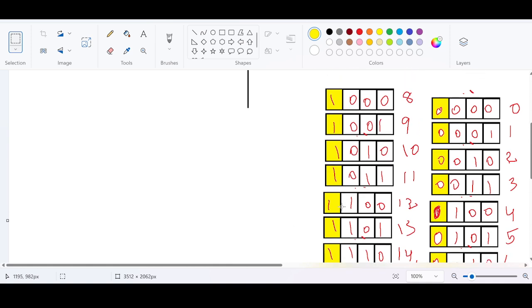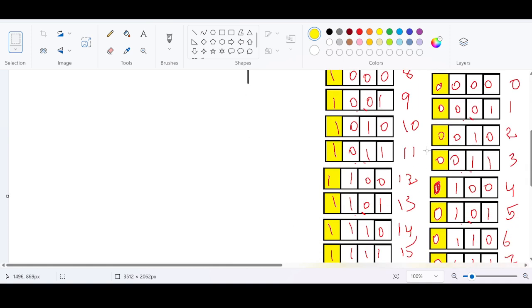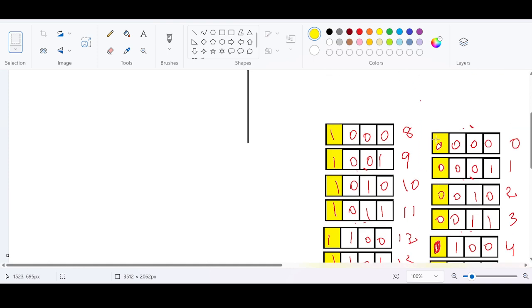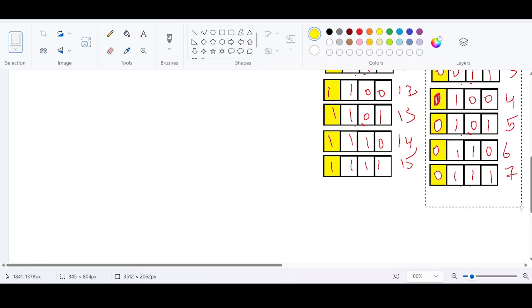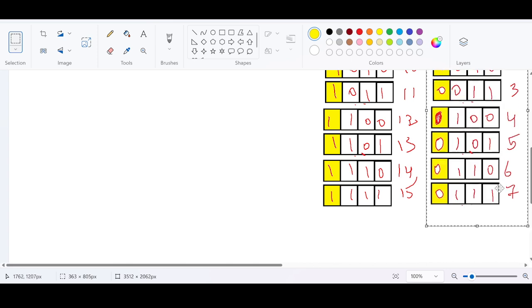Now I am asking you guys, what is the value of the most significant bit for the number 10? What is your answer? 1. What is the value of the most significant bit for the number 5? 0. Now we have understood what the most significant bit is. That's right. Now by this we will understand, we can say that. See guys.